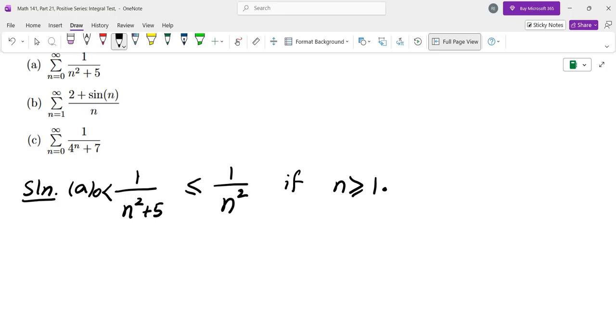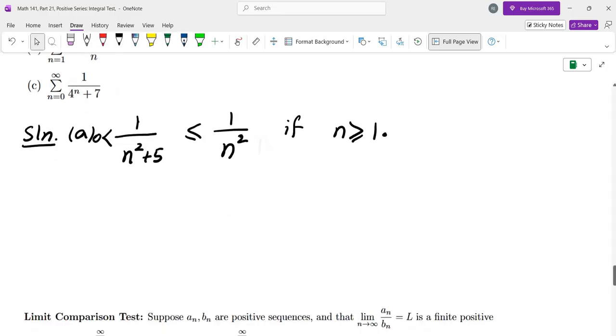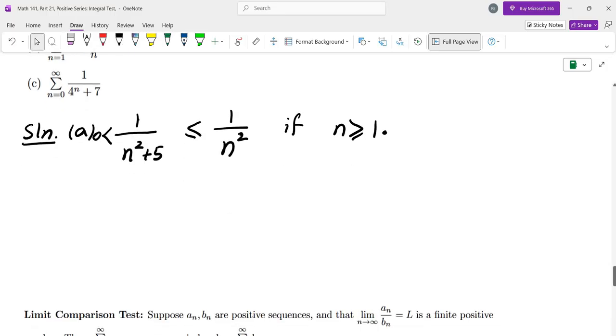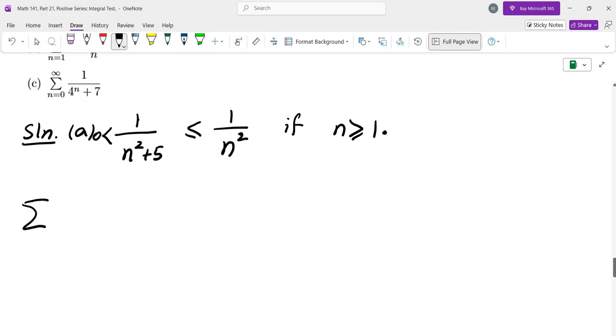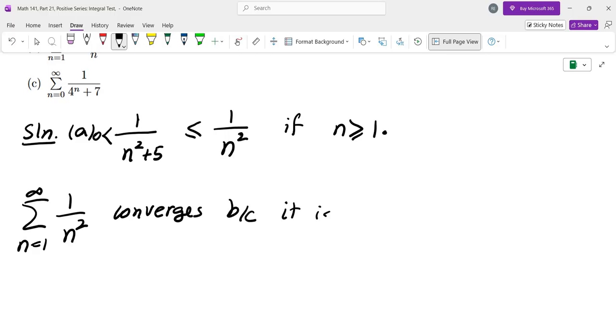Because again, we can separate this sum from 1 to infinity and then from 0 to 0. It's basically the first term would be 1 over 5. The rest of it, we have to see if it converges or not. So now, what we know is the sum of 1 over n squared, n equals 1 to infinity, converges because it is a p-series. So p equals 2 and 2 is more than 1.